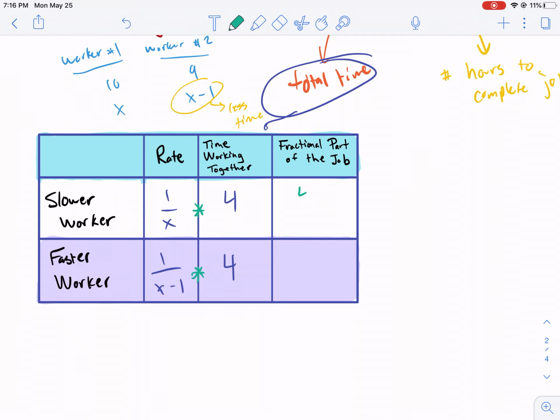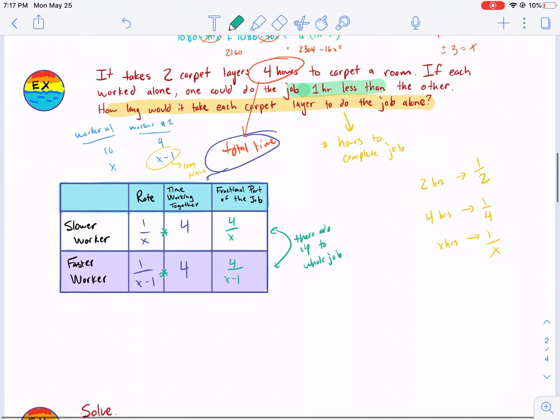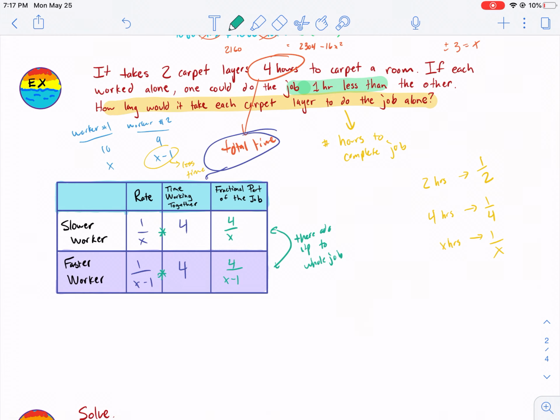What happens when you multiply? You get 4/x, and then you get 4/(x minus 1). Low battery. We'll get it. These two things need to add up. These add up to the whole job. Okay, so those two need to add up to the whole job. Now, what is the whole job? This is something kind of fundamental in these types of problems. The whole job is 1. You just complete the whole job, 100%.